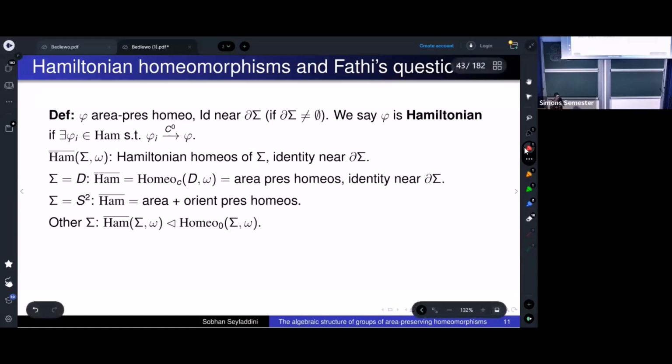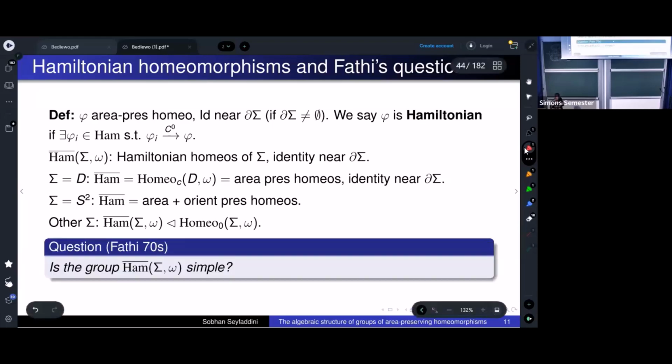Let's examine our surfaces from the previous slide. For the disk, you get area-preserving homeomorphisms of the disk, so in fact the symplectic homeomorphisms of the disk are the same as its Hamiltonian homeomorphisms. In the case of the sphere, you get area and orientation preserving homeomorphisms. And for other surfaces, you get a proper normal subgroup inside the identity component of area-preserving homeomorphisms. Fathi's question in full generality was, is this group, Ham bar, a simple group? This is the question he asked. I showed you that it is not simple for the disk, and I'll tell you what the answer is for the other surfaces.